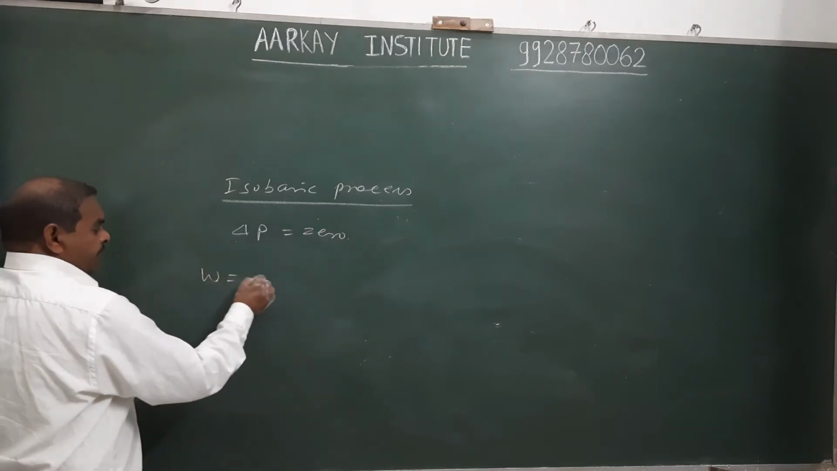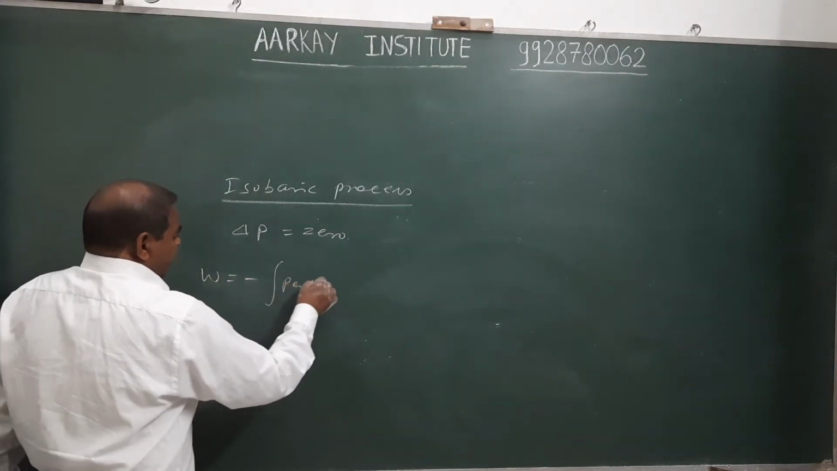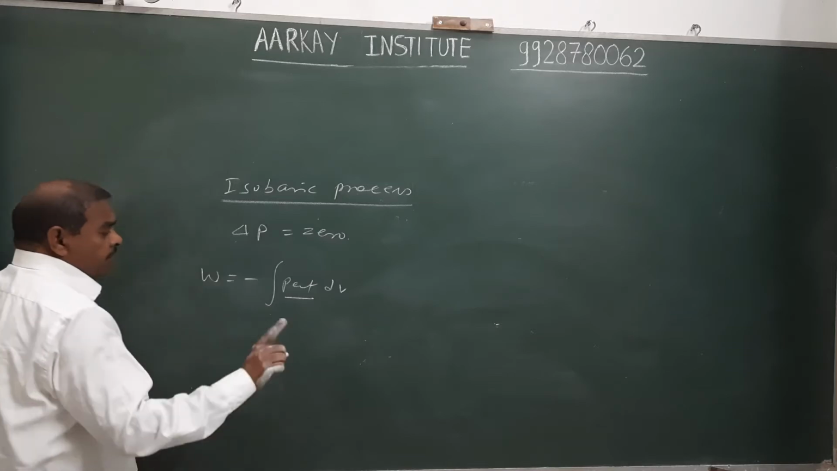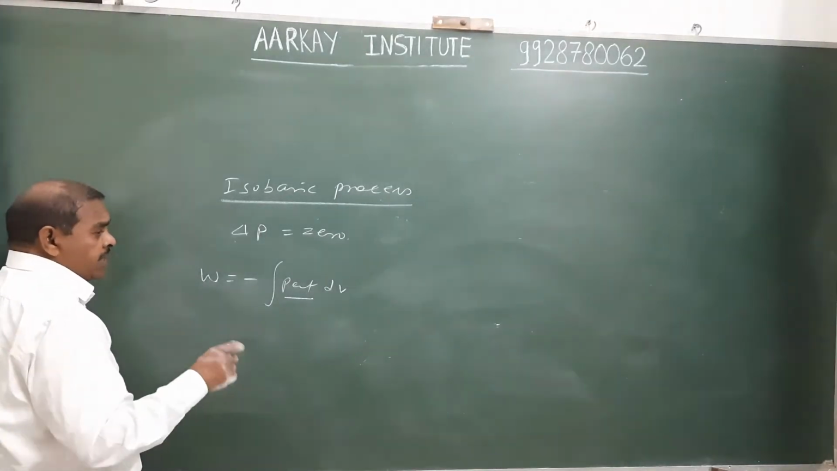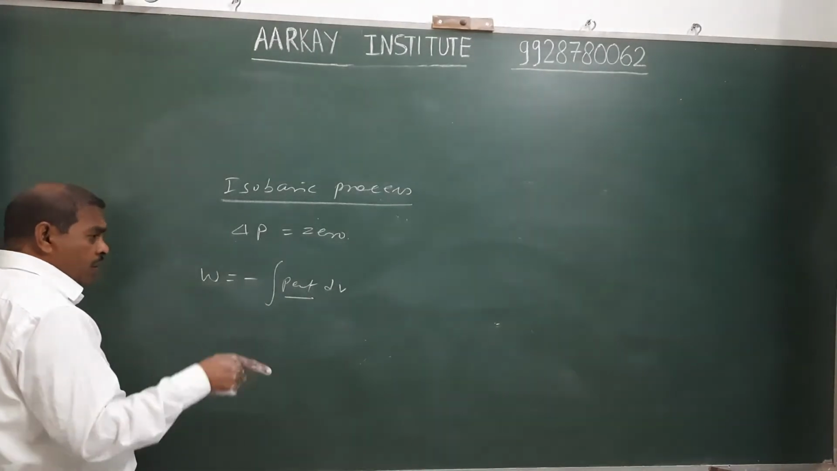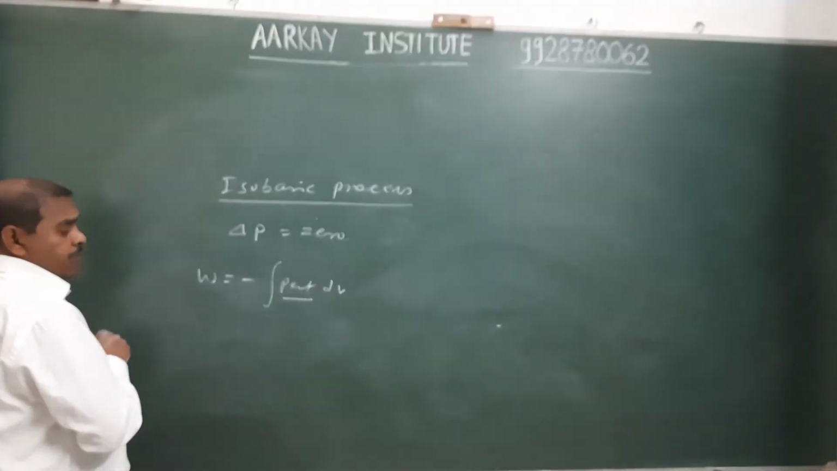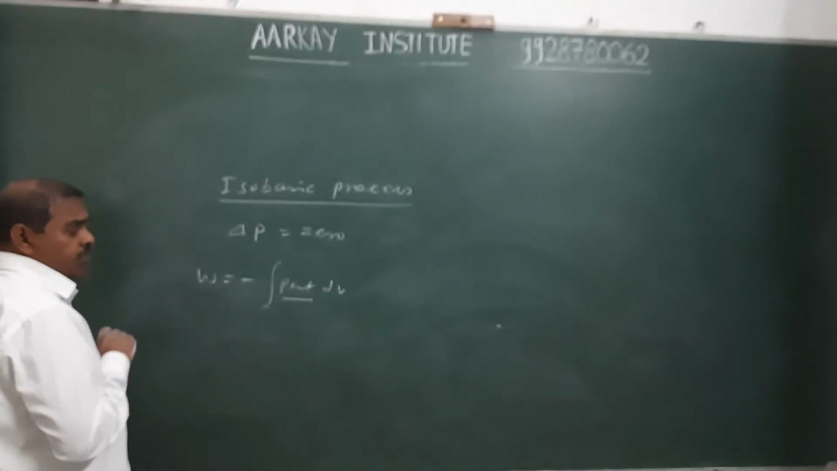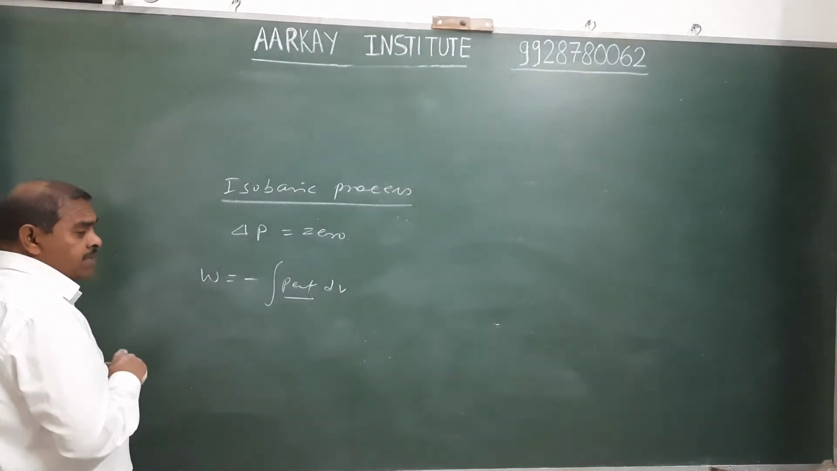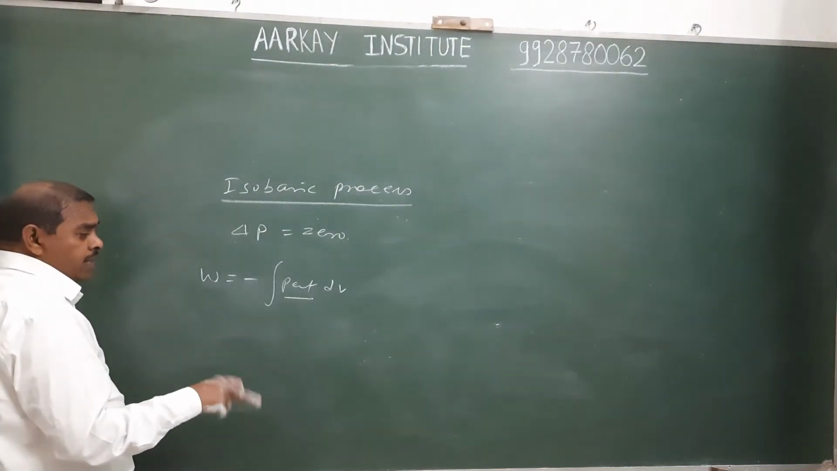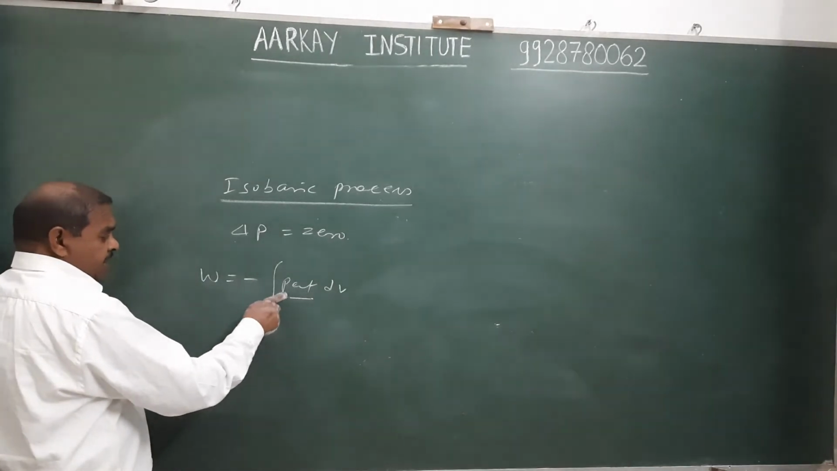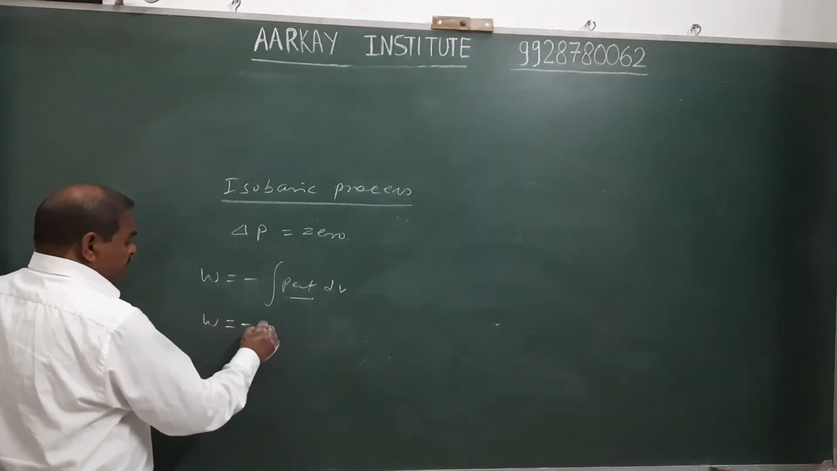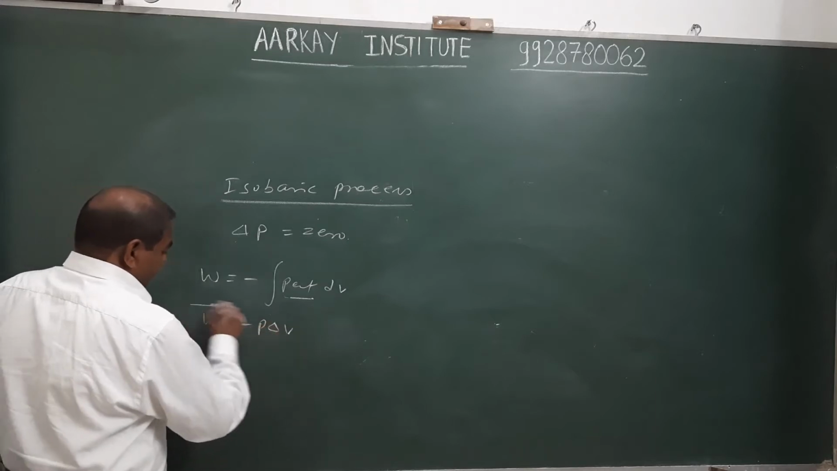For work, P external, change in volume. Look, isobaric process means initial pressure, final pressure and P external are all equal and remain constant. Initial pressure of gas and final pressure of gas are both equal, no change, and they are equal to external pressure, and as external pressure remains constant, therefore work is P delta V.